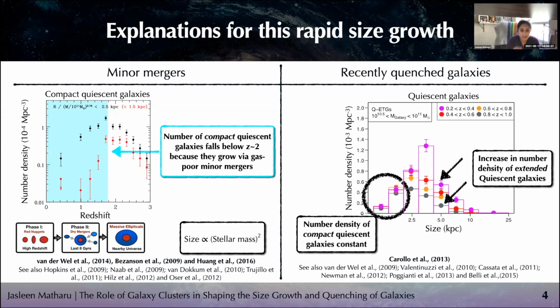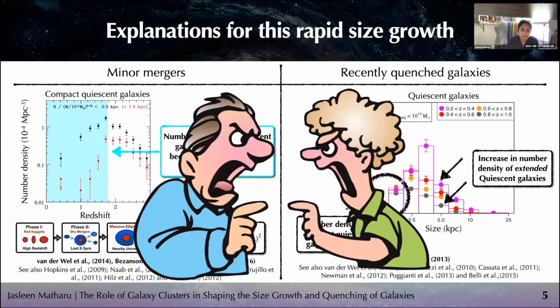So on the right-hand side of the fence, it was thought that the rapid size evolution is actually due to star-forming galaxies, which are larger at fixed stellar mass than quiescent galaxies, quenching and joining the quiescent population at the large size end. So for a while, there was intense debate in the literature about which of these physical mechanisms was dominating this size growth.